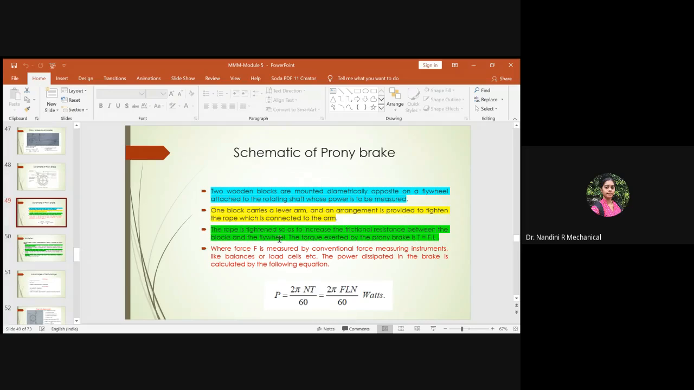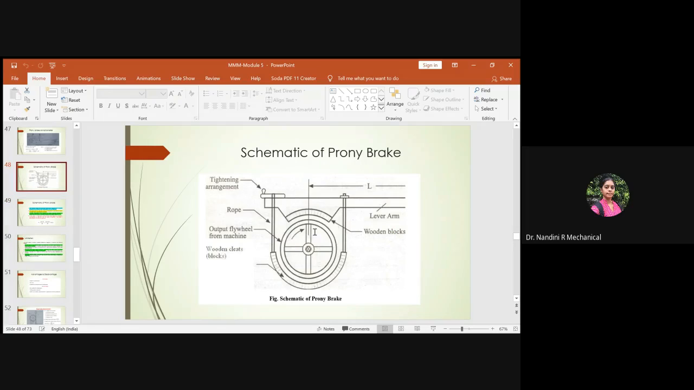The rope is tightened so as to increase the frictional resistance between the blocks and the flywheel. Why is the rope being tightened? Because it helps in increasing the frictional force. The frictional force should increase between the flywheel and the block. So to enhance the frictional force between the flywheel and the block, this rope is tightened by using the tightening arrangement.